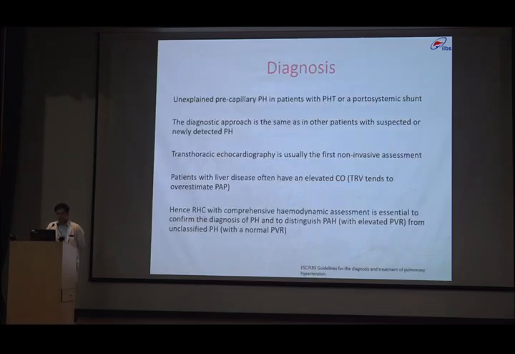Diagnosis: unexplained precapillary pulmonary hypertension in patients with portal hypertension or a portosystemic shunt. The diagnostic approach is the same as in other patients with suspected or newly detected portal hypertension. Transthoracic echocardiography is usually the first non-invasive assessment. Patients with liver disease often have elevated cardiac output, and the tricuspid regurgitant velocity tends to overestimate the PASP. Hence, right heart catheterization with comprehensive hemodynamic assessment is essential to confirm the diagnosis of PH.